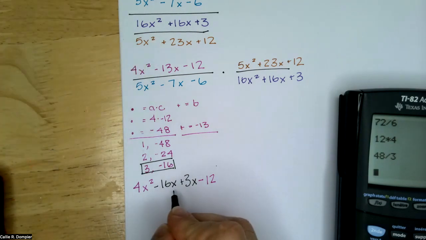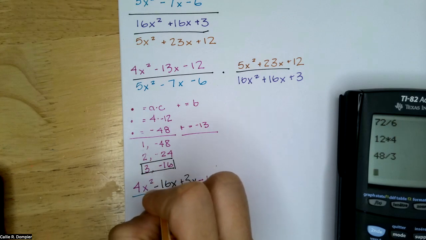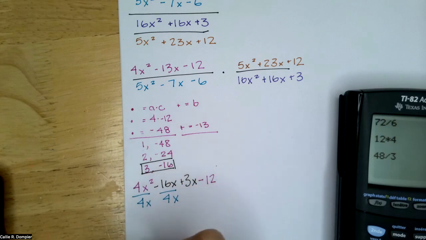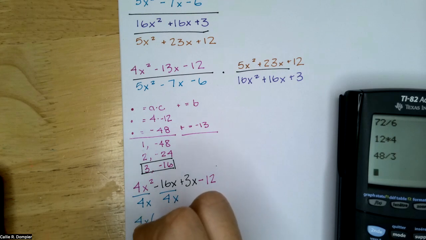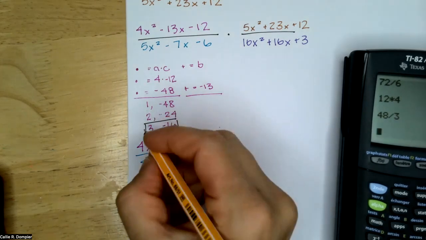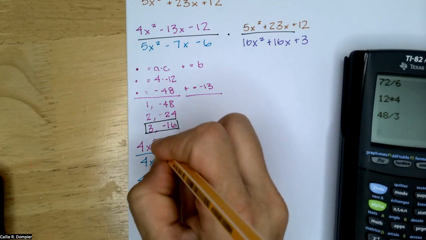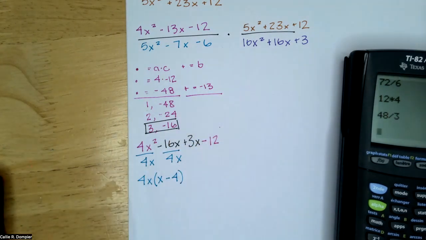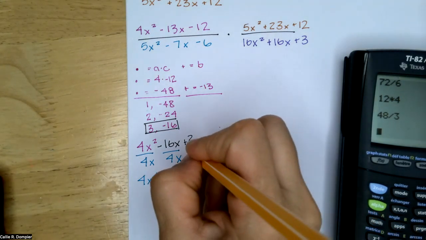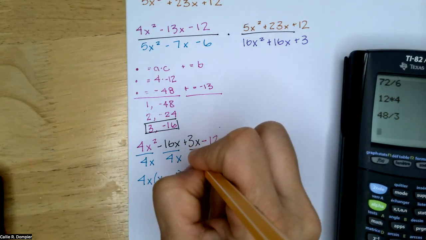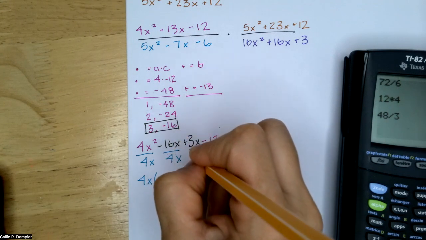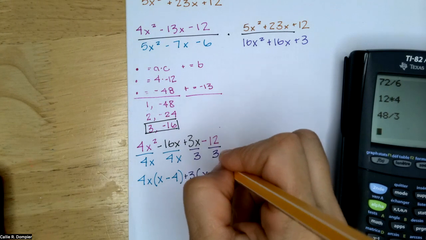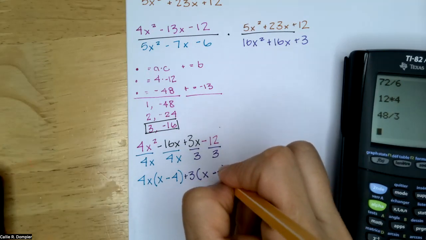So for 4x squared minus 16x, I can divide out a 4x from both. This becomes 4x times: 4x squared divided by 4x is just x, negative 16x divided by 4x is negative 4. Then over here we have 3x minus 12. We can divide both of those by 3. That's a positive, so we want that term to be positive, so plus 3. 3x divided by 3 is just x, negative 12 divided by 3 is negative 4.